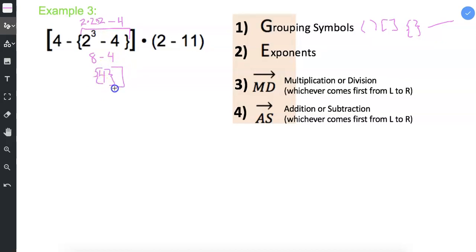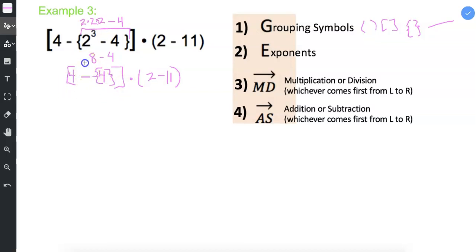Then I carefully copy this bracket, the subtraction sign in front of the braces, the 4, the bracket in the front, the multiplication sign, and then the parentheses. From here, we know that this part has been simplified completely because there's only one number. When there's one number inside of the grouping symbol, you know that you've simplified that grouping symbol as much as you can. So now I move out to the next set of grouping symbols, and it's this bracket.